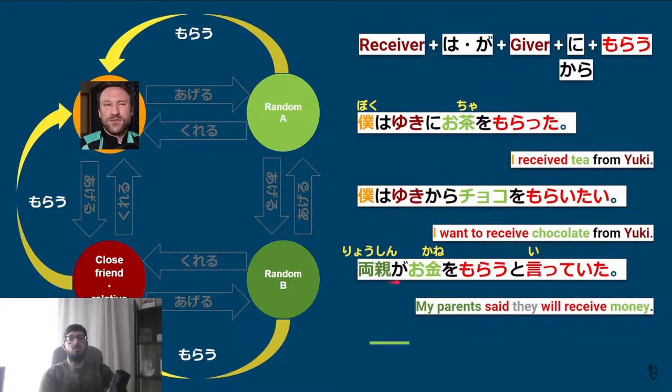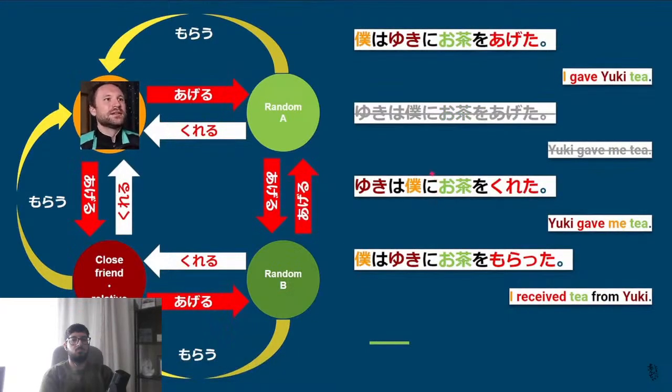Next sentence is the same one as before, but ryoshin ga okane o morau to itteita. My parents said they will receive money. So this is the sentence I was talking about before, basically. Ryoshin ga okane o morau to itteita. My parents said they will receive money. So they're the topic of the sentence. Or they're not the topic, but they're the subject because they're marked by ga. They said they're going to get money. Okane o morau. So it's coming this direction, which is perfectly okay. This is so annoying. So it's a little bit weird. Hope that made it make a little bit more sense.